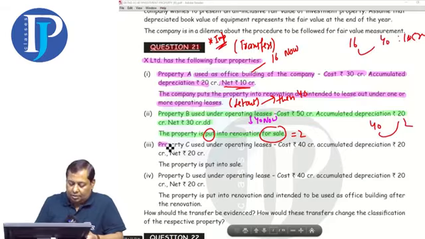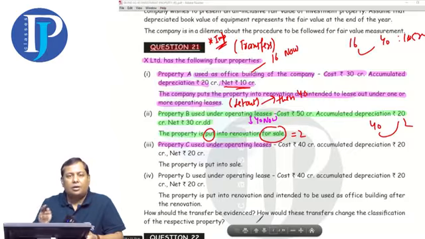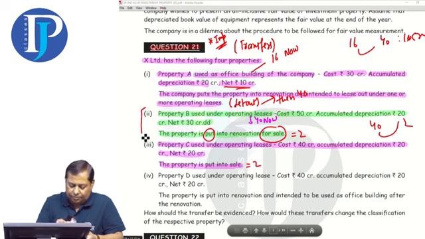Third one is the property C, which is being used under an operating lease. Let's discuss it. If we're using it in an operating lease, then it's a let out. So we'll use 40. The cost is 40 crores, 20 crores of depreciation. So the carrying amount is 20 crores. The property is put into sale. Let's discuss. Put into sale. So this is the same case then. The same case.